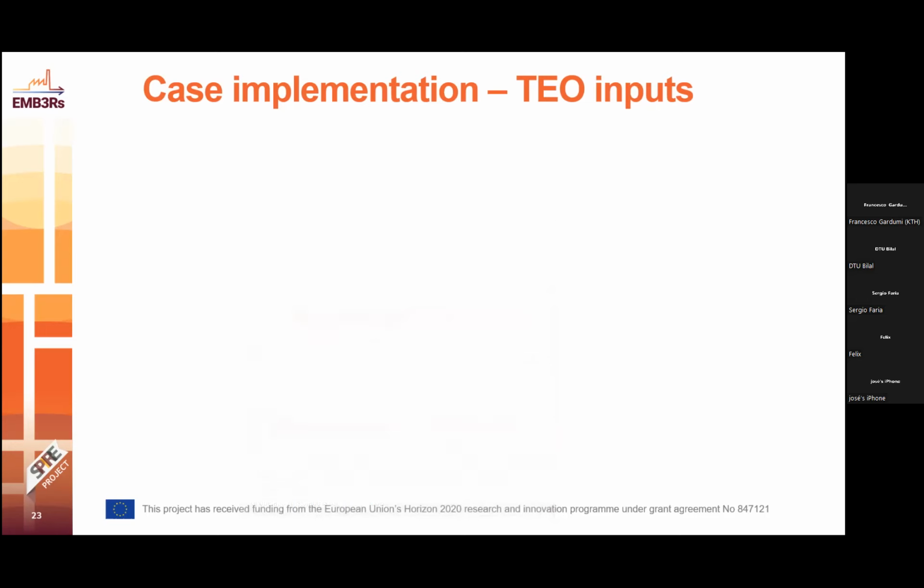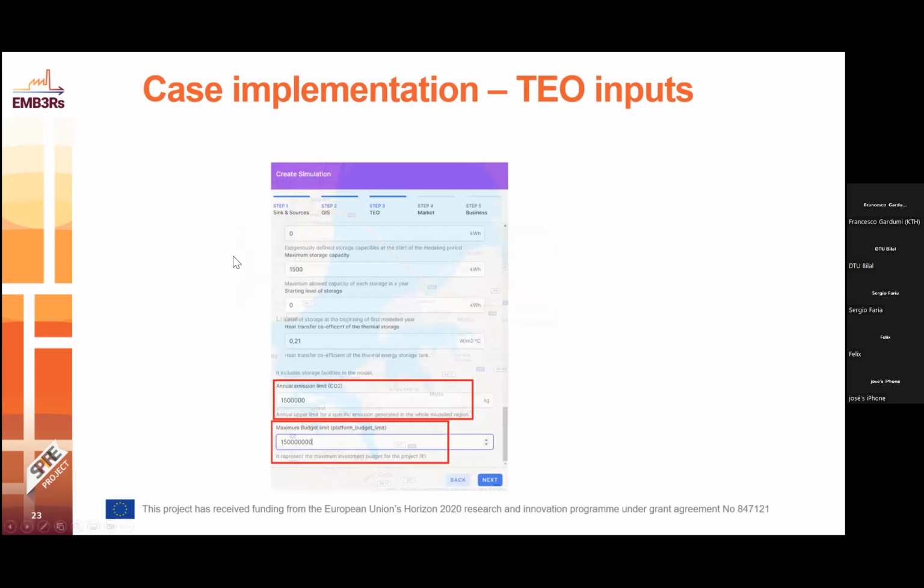But the other main reason to just have one mode of operation is that for the purpose of this workshop, we will not be using any storages to be analyzed with the TEO module. By default, there are some existing storages in the platform input, so we will just delete those and move on without storages. And then lastly, we have some constraints that we can already set in the TEO module, such as the emission limit for the case, and also a maximum budget limit. These will also be input according to what we have in the instructions document.